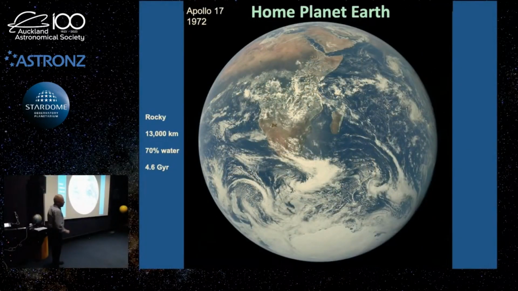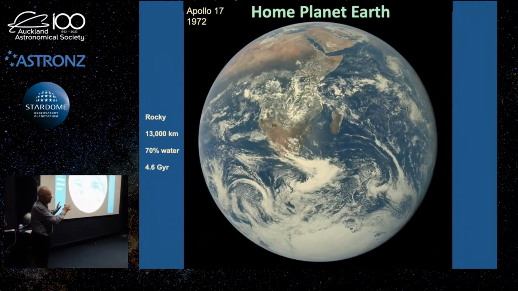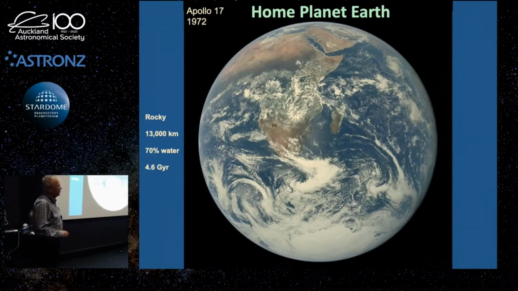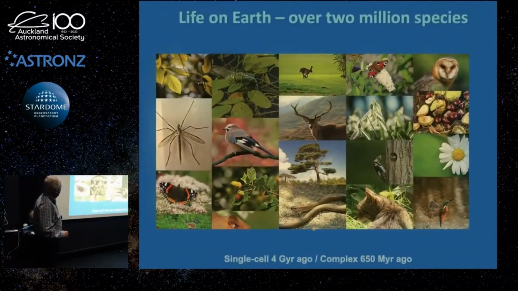So Earth is a rocky planet. It's relatively small in the big picture of things, with a diameter of roughly 13,000 kilometres. 70% of its surface is covered with liquid water, which is essential for carbon-based life, and of course gives it that blue marble appearance. And from radiometric dating of rocks, in particular meteorites, it's estimated that the Earth is about 4.6 billion years old. So that's Earth.